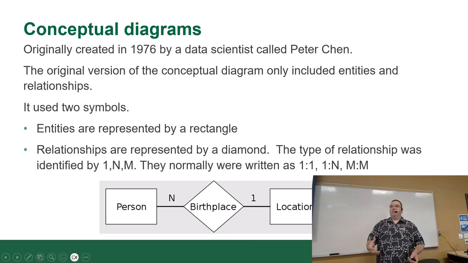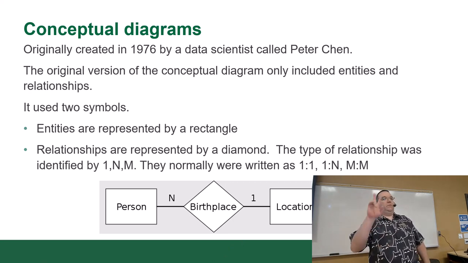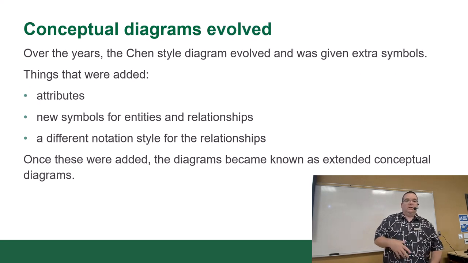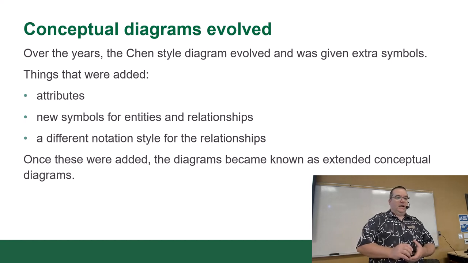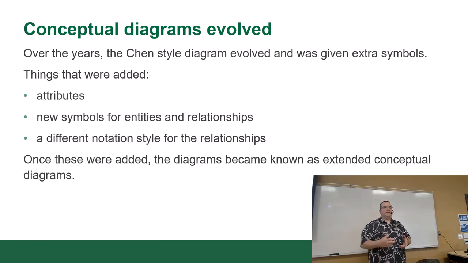Usually when people start diagramming, this is one of the things that trips them up because of where the notation goes. Over the years, the diagram evolved and a bunch of other stuff was added because people said, Peter, this is cool, but there's not enough detail. We want more detail. So we added symbols for attributes. New symbols for entities and relationships were created, and a different notation style for the relationships. Once these were added, the diagrams became known as the extended conceptual diagram. In other words, you had the basic diagram, which is just the entities and the relationships, and then you had other things added on.